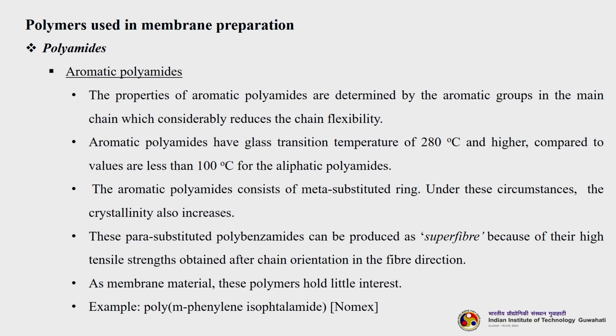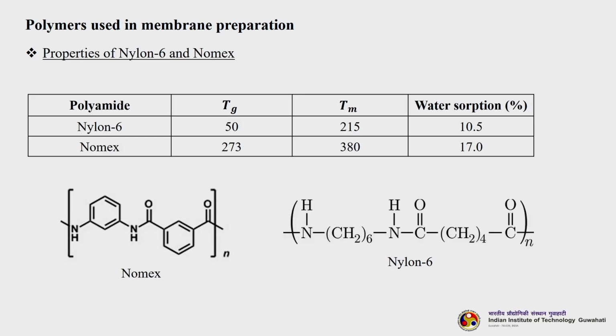These para-substituted polybenzamides can be produced as superfibers because of their high tensile strength obtained after chain orientation in the fiber direction. As membrane material, these polymers had little interest. An example is Nomex, which is poly(m-phenylene isophthalamide). So, let us look at the properties of nylon 6 and Nomex. You can see that Nomex has a higher glass transition temperature than nylon 6, its melting temperature is also higher, and its water absorption capacity is also higher. These are the structures of Nomex and nylon 6.